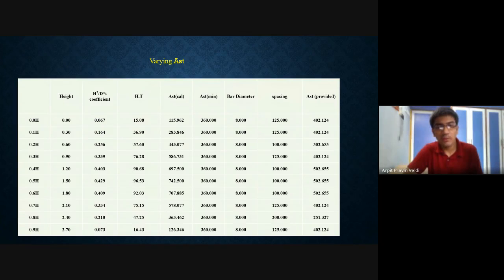Then we calculated minimum AST, which is 0.24% of cross section. Then we have provided a bar diameter of 8 mm each. Then spacing we have calculated. Last but not least, we have calculated AST provided.